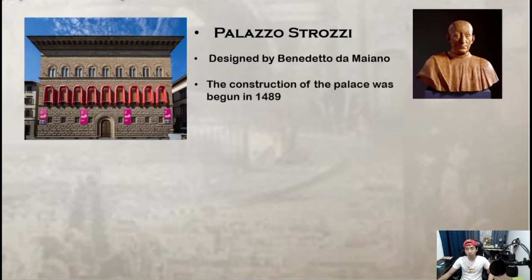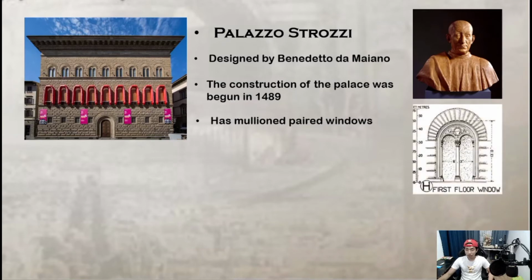Next, the construction of the palace began in 1489. It has mullioned paired windows. So this is the mullioned pair. This was the window that was used in the palazzo, as you can see on the screen.